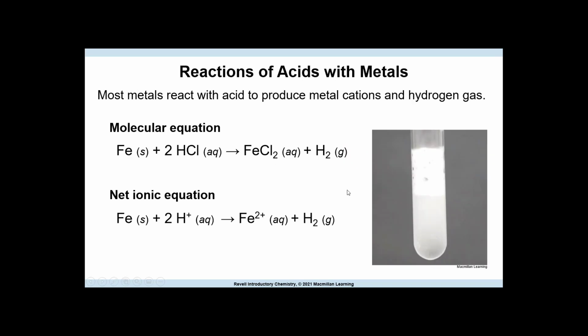Most metals react with acid to produce metal cations and hydrogen gas. For example, iron metal reacts with hydrobromic acid to produce iron(II) bromide and hydrogen gas. We can write this as either a molecular equation or as a net ionic equation. So you can see here is the molecular, and you should understand how to do both. This is a molecular equation, and here is net ionic.